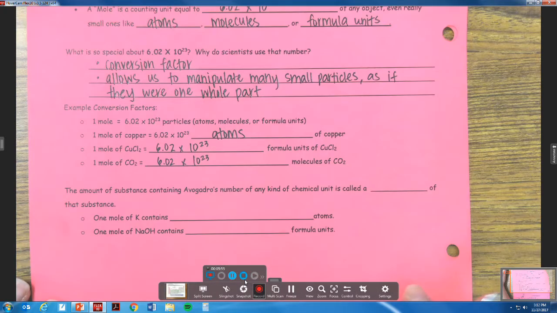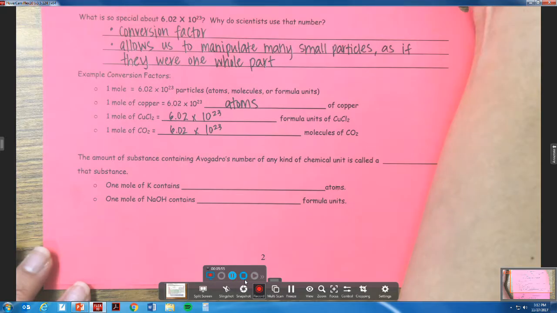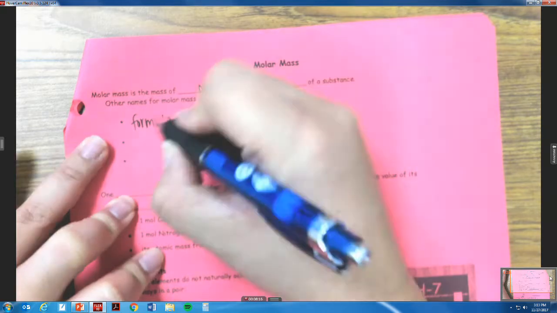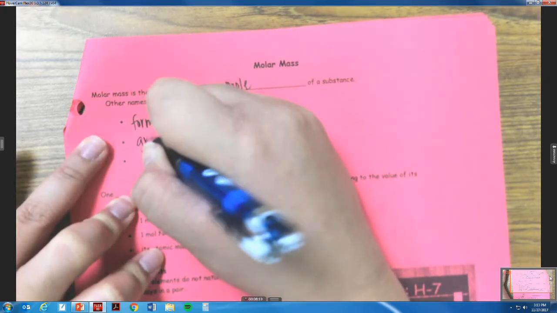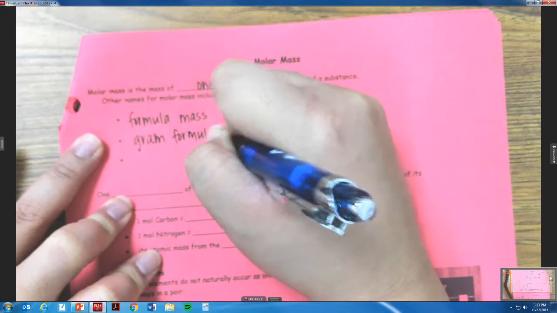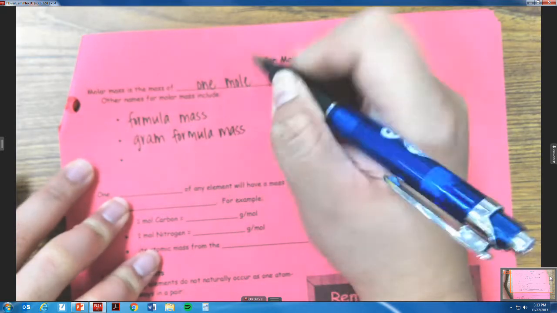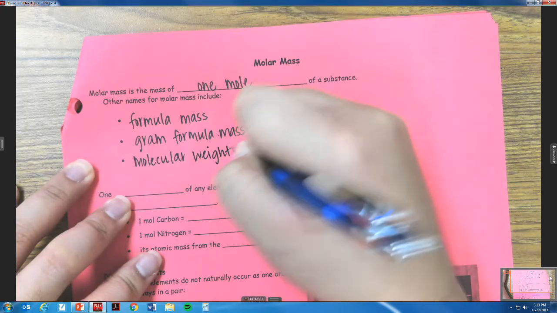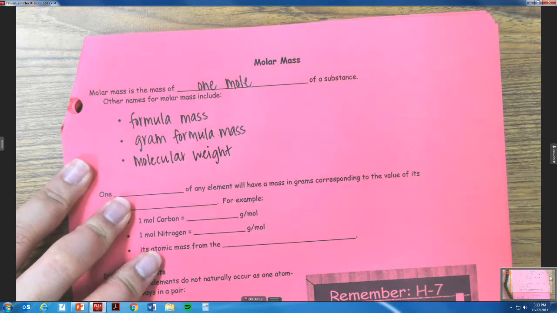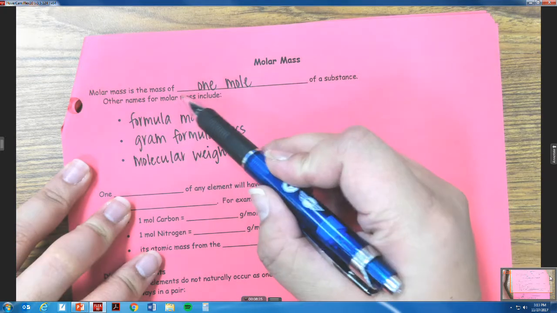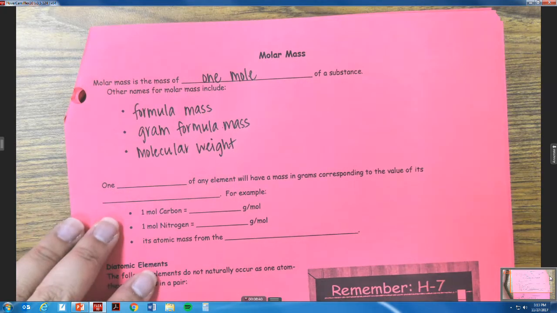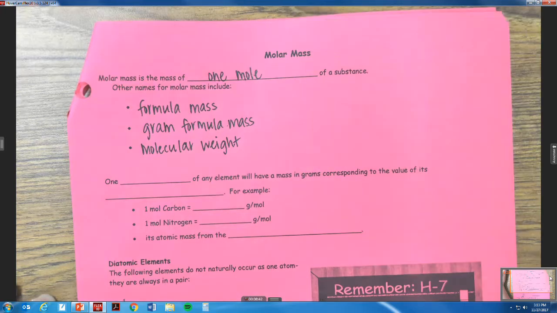Other names for molar mass include formula mass, gram formula mass, and molecular weight. But for the most part, the one that we're going to use is mainly molar mass. These other ones we're not really going to use, but it's just for your information.